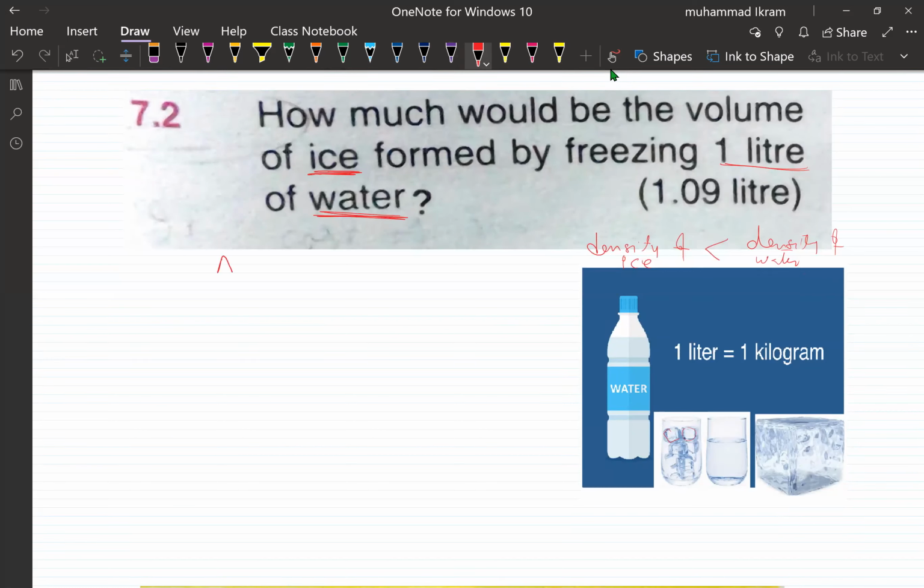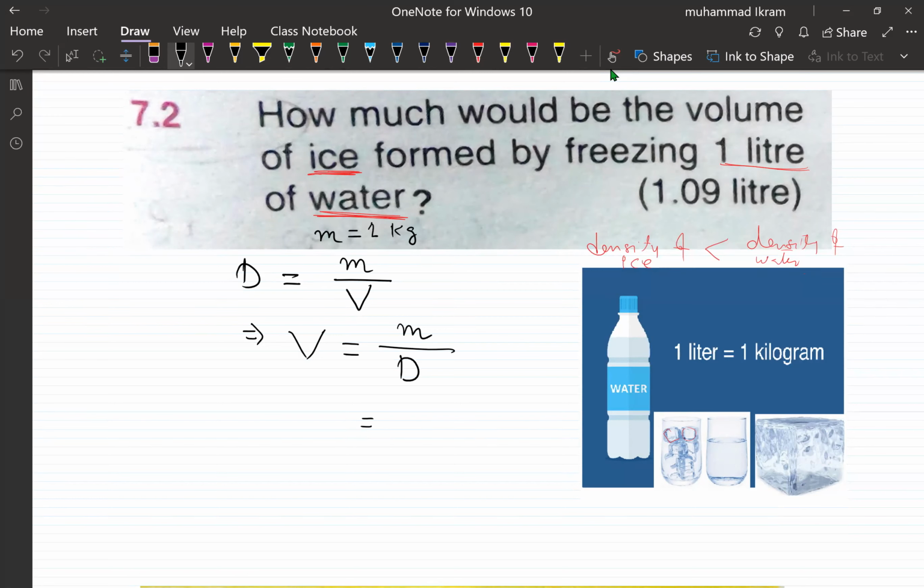As we know, density is equal to mass per unit volume. So what will your volume be? Volume will be equal to mass by density. Now the mass of the water: 1 liter volume of water is always equal to 1 kilogram of water, right? So the mass is 1 kilogram.